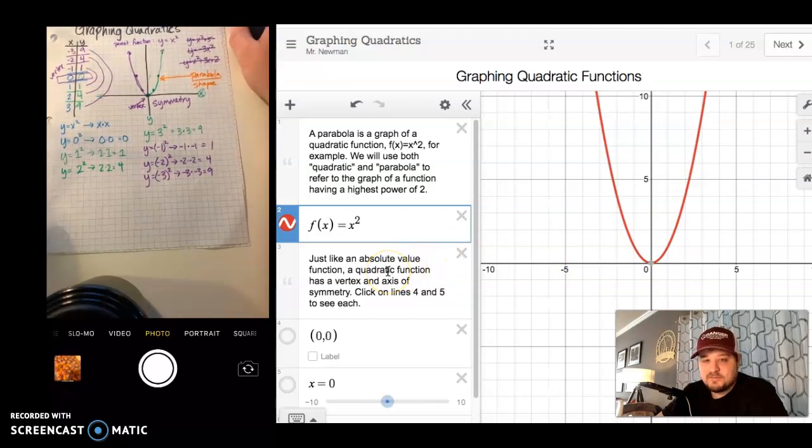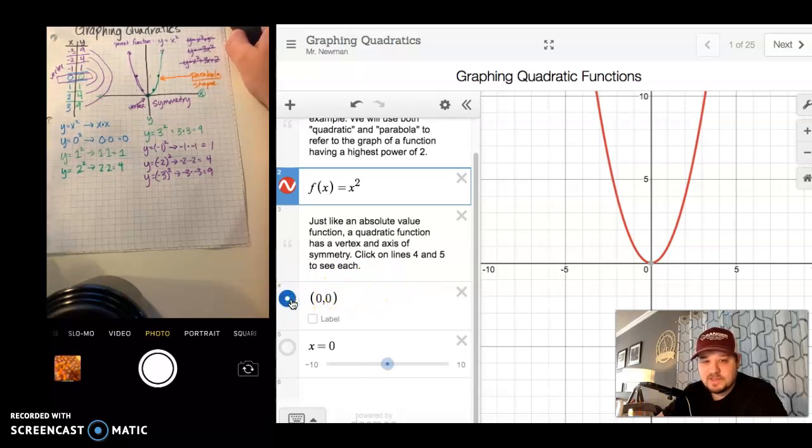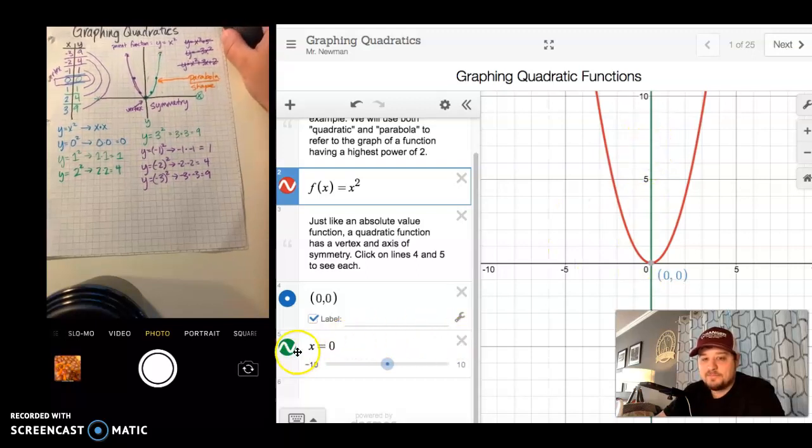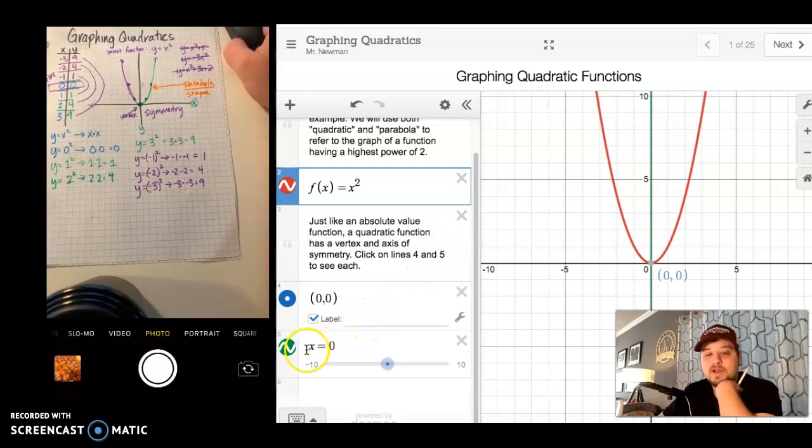So it says just like an absolute value function, a quadratic function has a vertex and an axis of symmetry. We talked about that. Here's the vertex. If you label that point, it will show that point for you right here. And then here's that axis of symmetry. So let's turn that on, and I'm going to click that again so you can see what's happening. On the screen over here, you'll see this green line, right? Remember Hoy Vux, right? So that's where we have a vertical line that has an equation that has an x in it, right? So this line right here is that axis of symmetry that splits the graph in half.